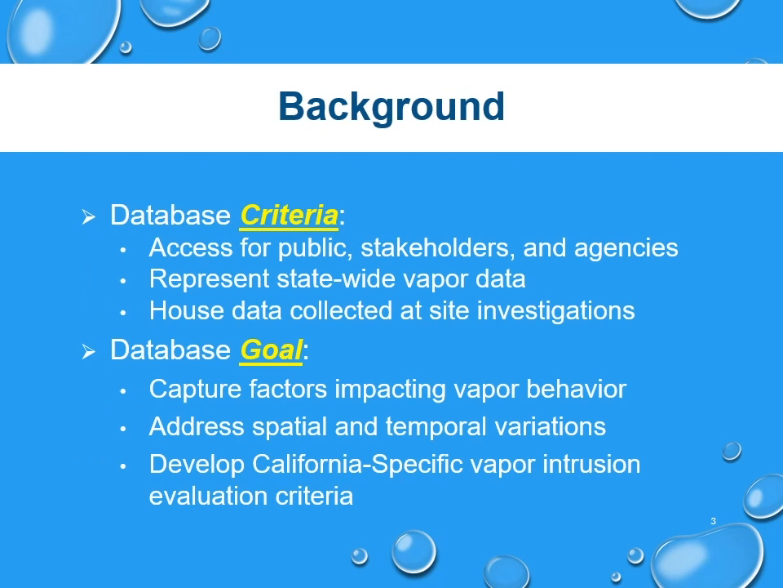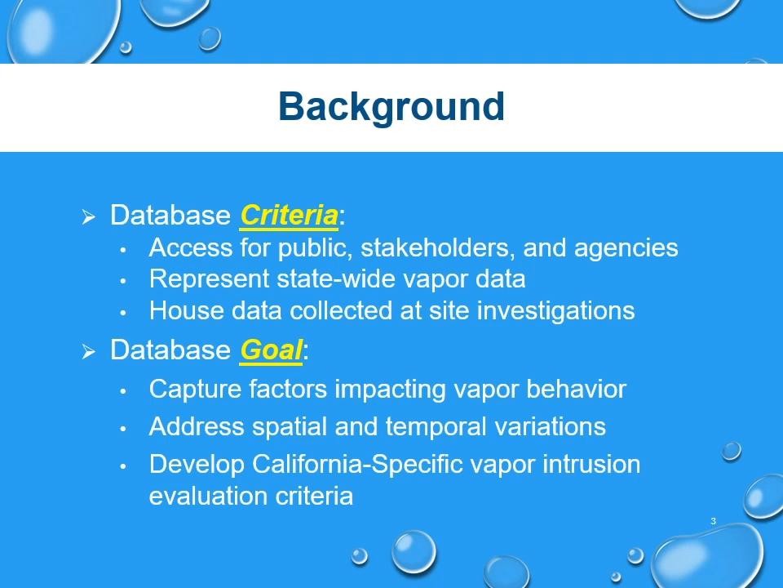As part of the supplemental guidance document, the Cal EPA Workgroup identified the need for a database to collect data to help us all understand how factors influence vapor behavior. The workgroup looked for a database with the following criteria. It needed to be easily accessible by the public, stakeholders, and agencies, be representative of vapor data statewide, and house the data collected during site investigations.